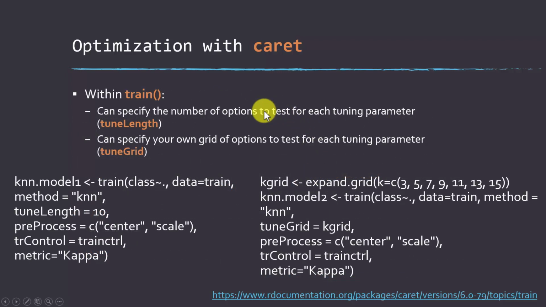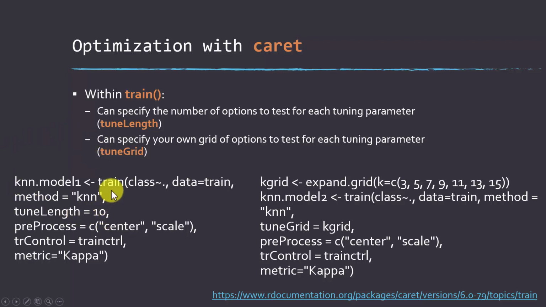Okay, so once you've actually created that object, you need to call it within the training model so that it knows how to set up the tuning process. There are two broad ways to define what values you want to set. You can do tune length. In this case, you just give it a number, and it'll pick 10 numbers across a range to assess for each thing that it has to optimize.